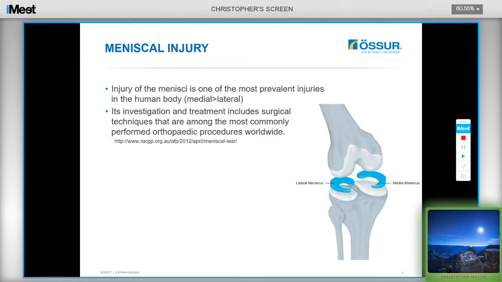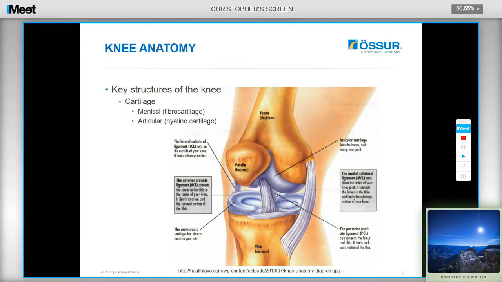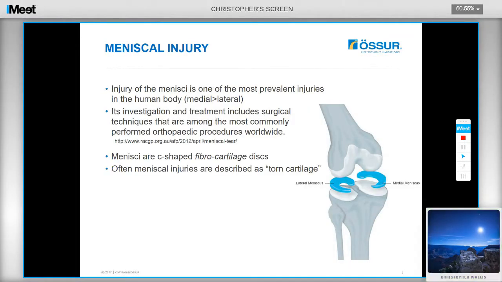So injury to the menisci is one of the most prevalent injuries in the human body, and it tends to be the medial meniscus that gets damaged greater than the lateral. Its investigation and treatment includes surgical techniques that are among the most commonly performed orthopedic procedures worldwide. As you can see here, the two C-shaped fibrocartilage discs in blue are the medial and lateral meniscus.